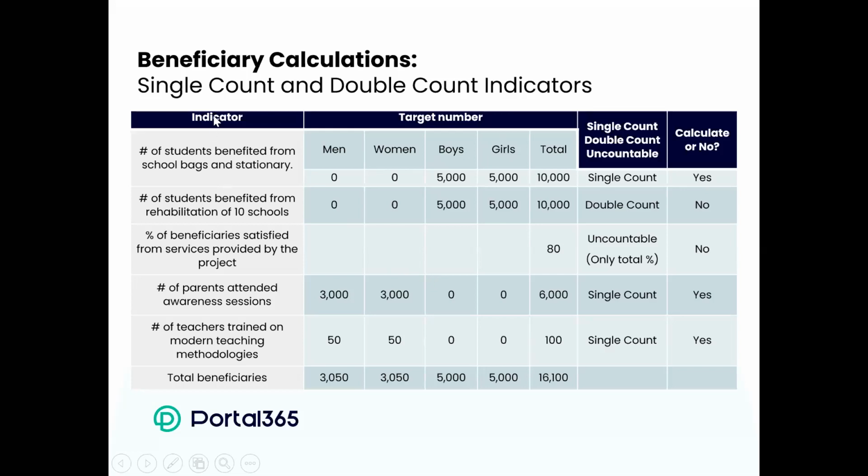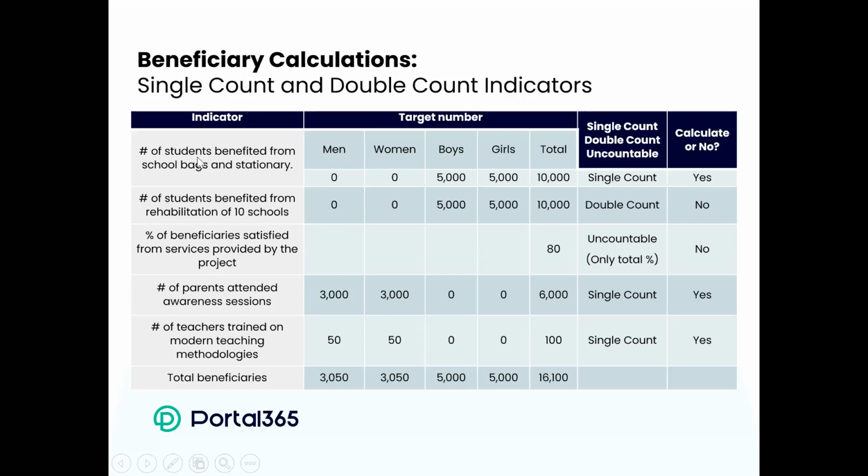We put the indicator, target, single count, double count, or uncountable, and then whether we are going to include this figure in the total or not. So we need to identify which of these indicators are single count, which are double count, and which are uncountable. And also, are we going to include it in the total number of beneficiaries or not?